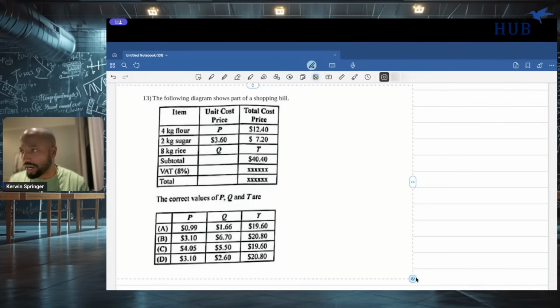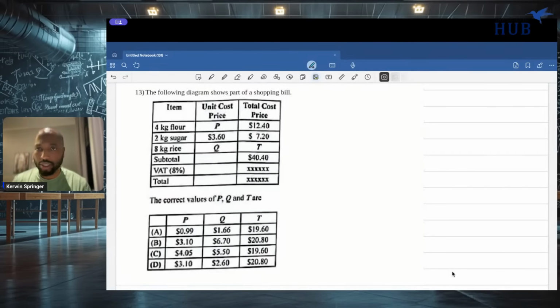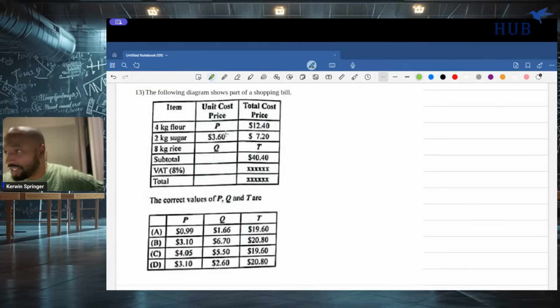The following diagrams show part of a shopping bill. Basically, find the correct values of P, Q, and T. P is 4 kilograms of flour. The unit price has to be a little more than 3, so we're looking at this one or this one. Now Q and T.